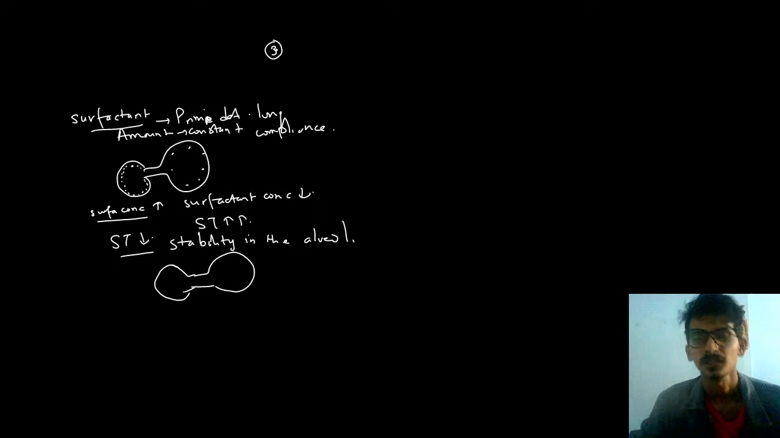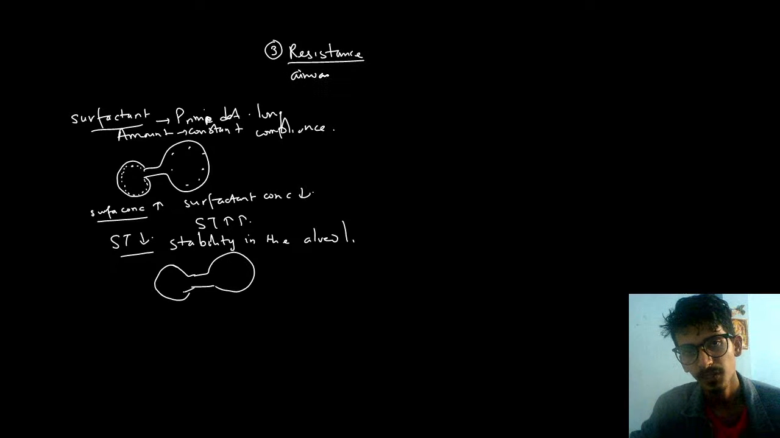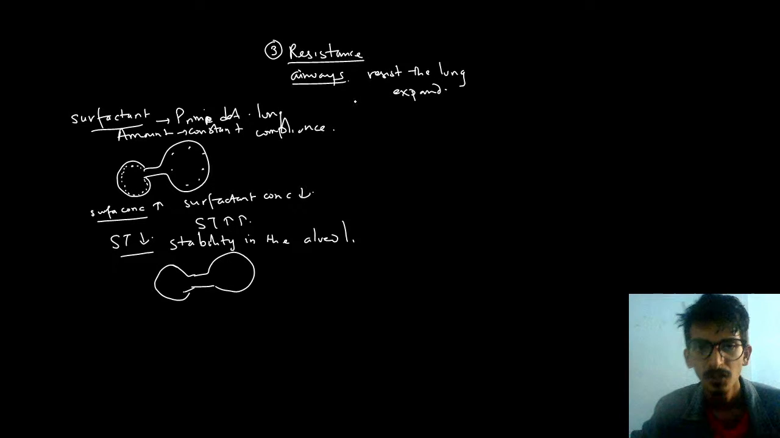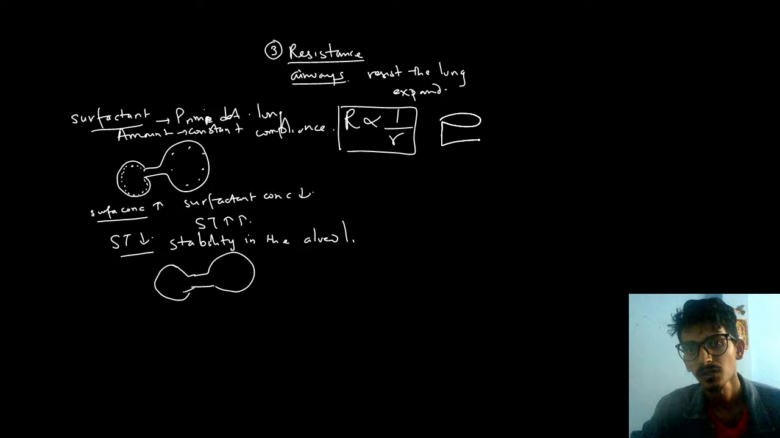Now, the third factor I would like to talk about is resistance. This is the resistance in the airways, which is another factor that resists the lung from expanding. As we have always known, resistance is inversely proportional to the radius. That means the larger the radius, the smaller the resistance.